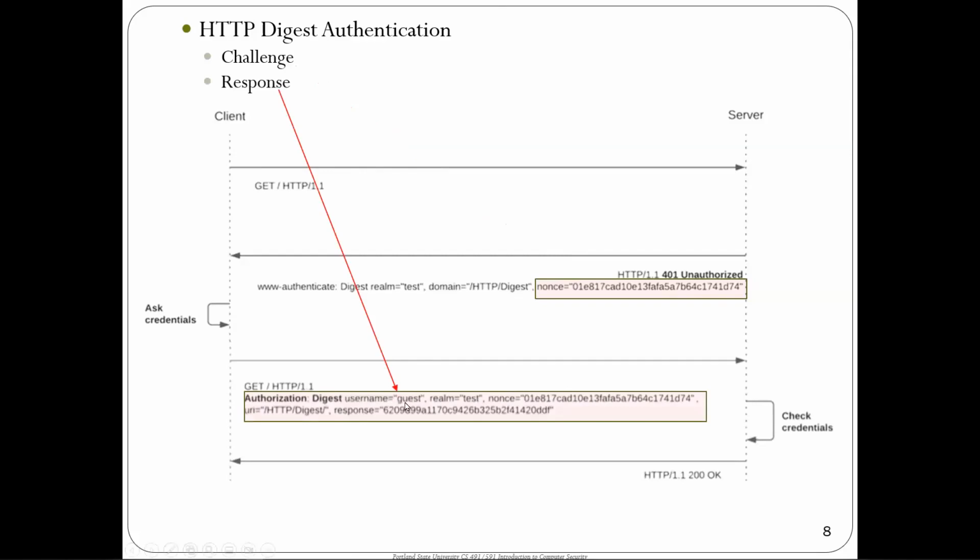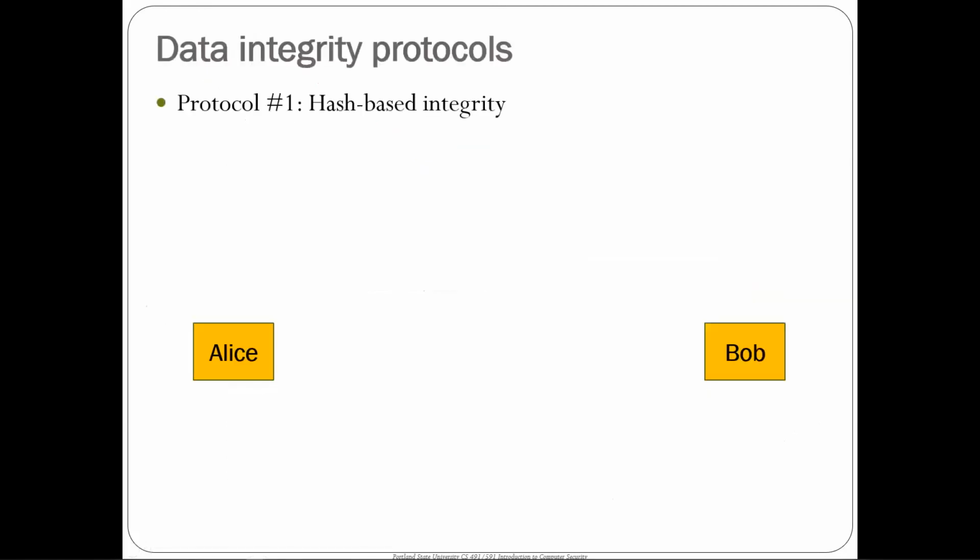You say, this is the username, this is the original nonce I was using, and this is the response. And because the adversary doesn't have the password, the adversary can't go from this nonce and username to generate an appropriate response that would actually pass the server's check. Okay, does that answer your question? Yeah. Okay, so those are authentication protocols.